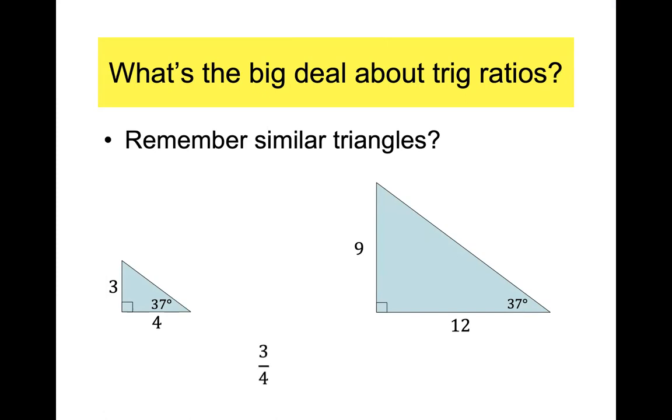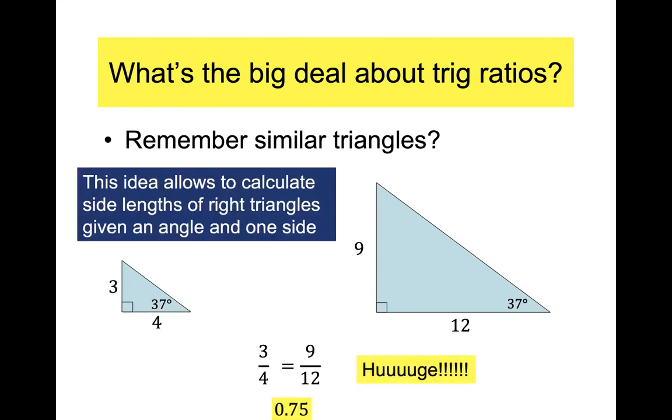Because remember, 3/4 is 0.75 and 9/12 is 0.75. So I could erase the 3, I could erase the 12, and I could solve for that unknown angle because I know the answer must be 0.75. What your calculator does is it knows that the angle 37 is associated with 0.75. All right, huge consequence. This idea allows you to calculate the side lengths of right triangles, but you must be given one angle and one side.